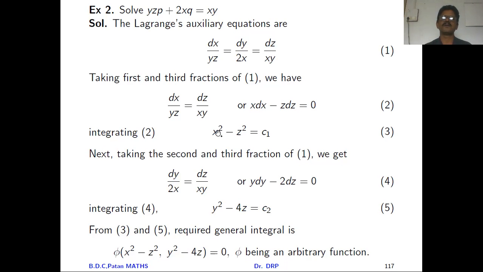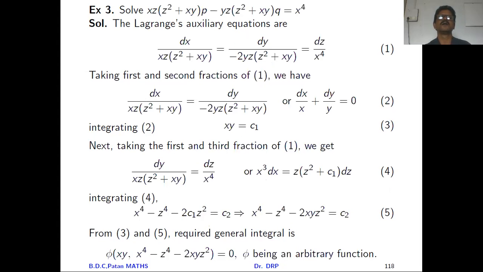But if you consider these obtained solutions in the form phi of u comma v equal to 0, where u is x square minus z square and v is y square minus 4z, it gives the general solution of what we call Lagrange's equation, yz into p plus 2x into q equal to xy. If you understand what I explained on how to find the solution, now I will proceed towards another example.